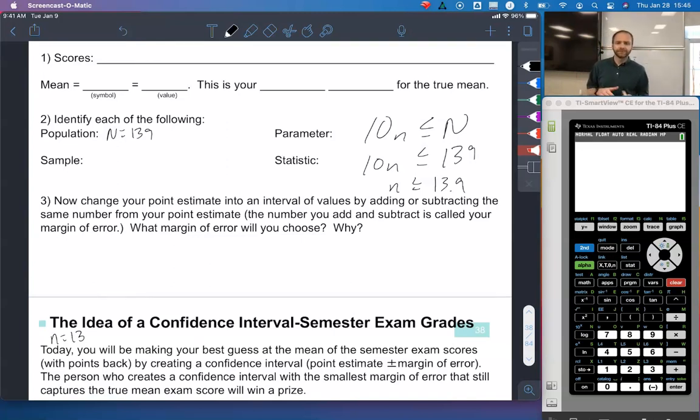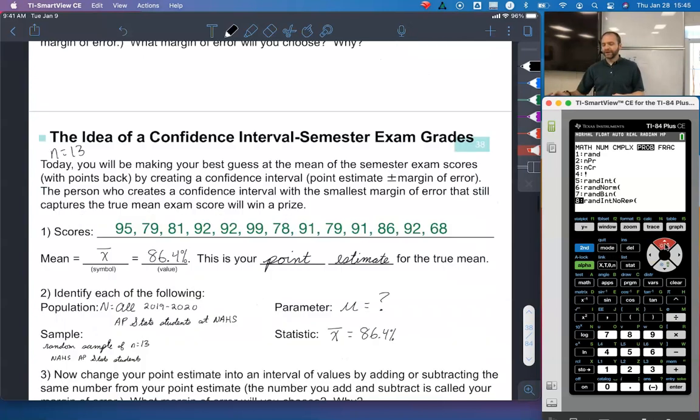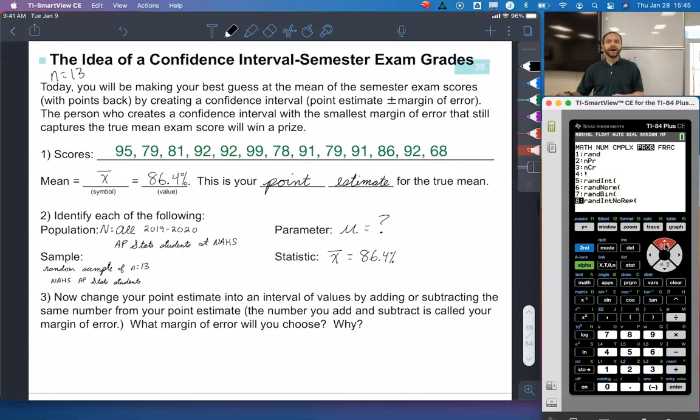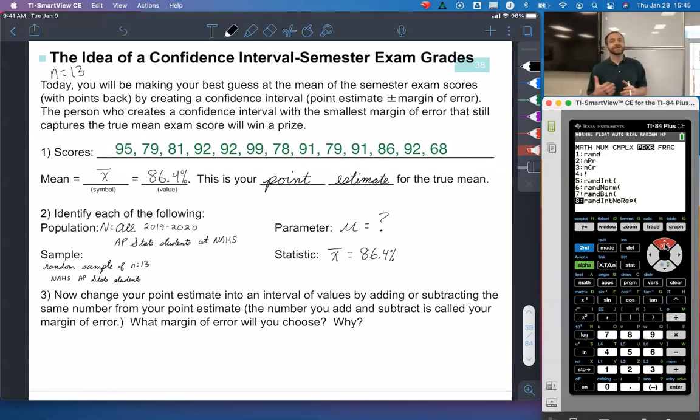And so what I did is I used my calculator down below, I went to math, probability, and I selected random integer no repeats, and I went through and I did it for 13. And so here is my information for my sample size of 13 and the scores. And so I have my scores. I found the sample mean, so I found x bar. It's 86.4%. That is my point estimator. It's my point estimate. It's my best guess for the true mean.